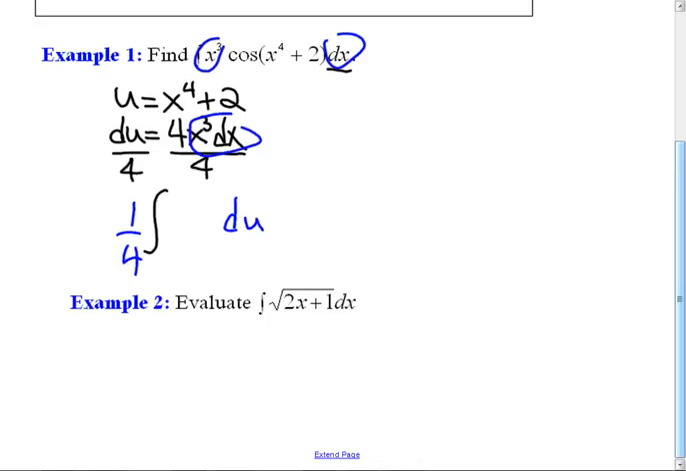And then what's this going to be? It's the cosine of u. Oh, that's not too bad. So that's equal to 1/4. Is it negative or positive? It's positive, isn't it? How do I know? Take the derivative of x to the 4th plus 2. And what needs to be added to the end? Plus c.